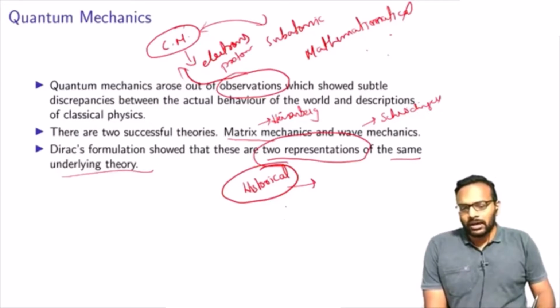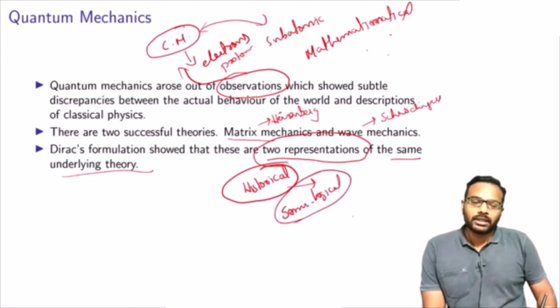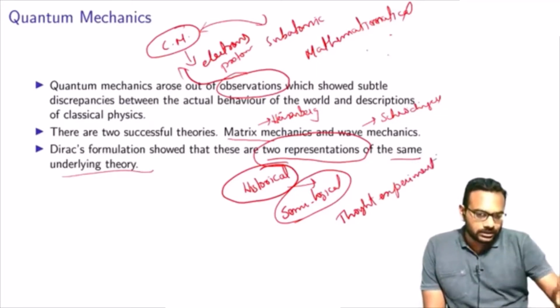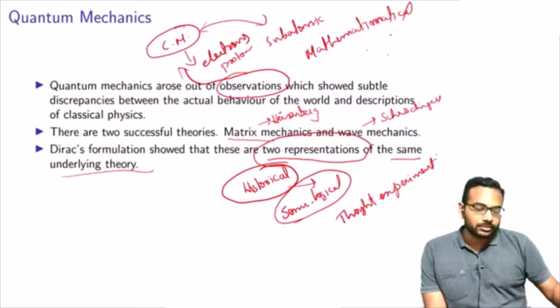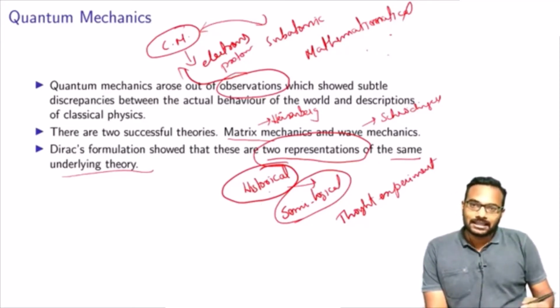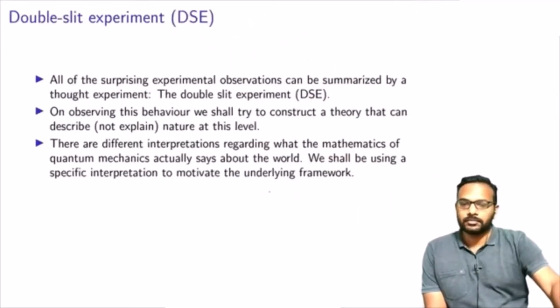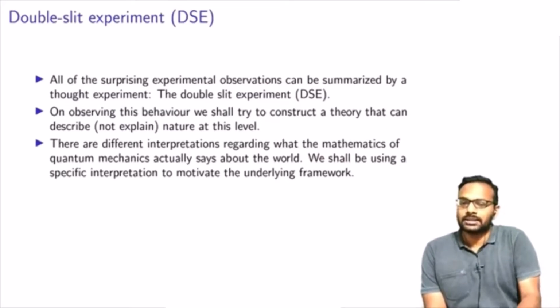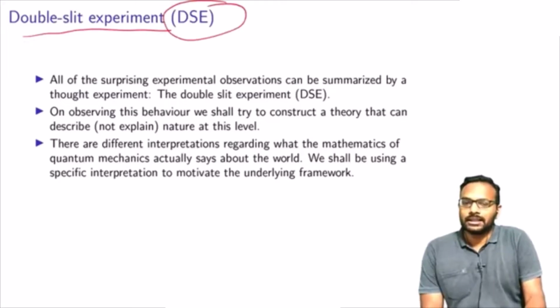So our approach would be semi-logical. I'll try to motivate the mathematical framework of quantum mechanics by looking at a thought experiment. We'll talk about a thought experiment that tells us how electrons behave in nature, or how an electron behaves in experiments, and then we'll pretend that we are constructing a mathematical framework that describes this kind of behavior. The thought experiment is known as the double slit experiment. We'll shortly call it DSE.